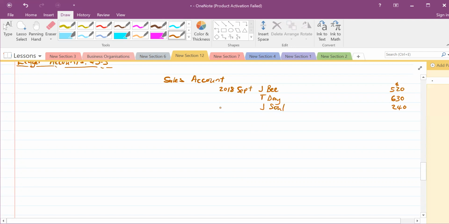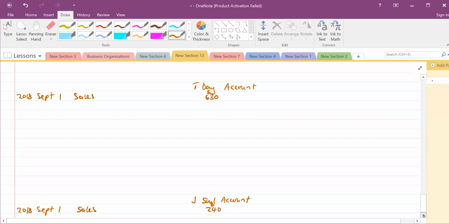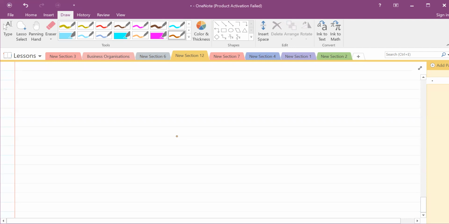D Blue 390, F Rise 510, and then P Lee 280. So we need to open the purchases account. So we move, and over there we say purchases account, and the purchases account is found in the nominal or the general ledger. And when purchases are increasing, they are debited.